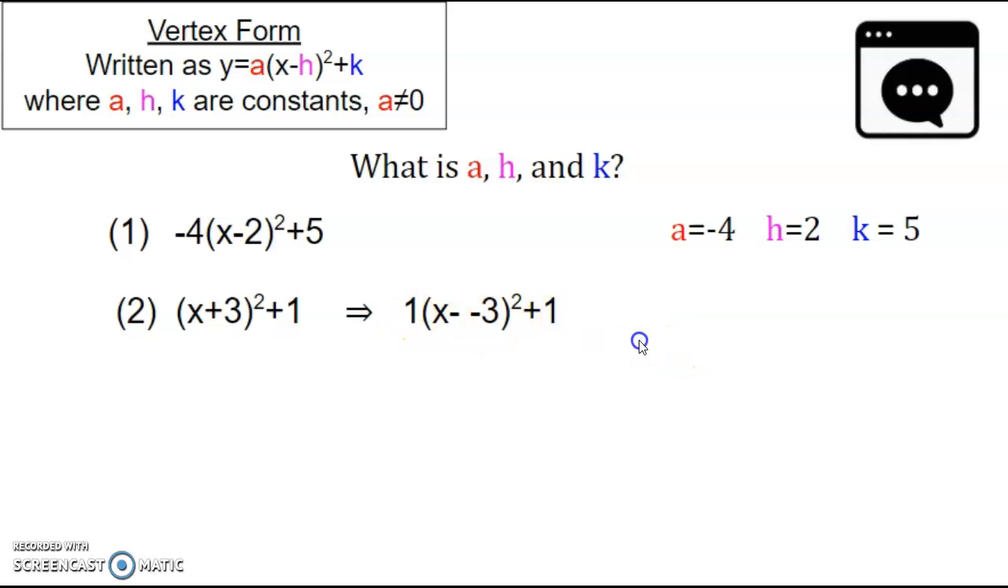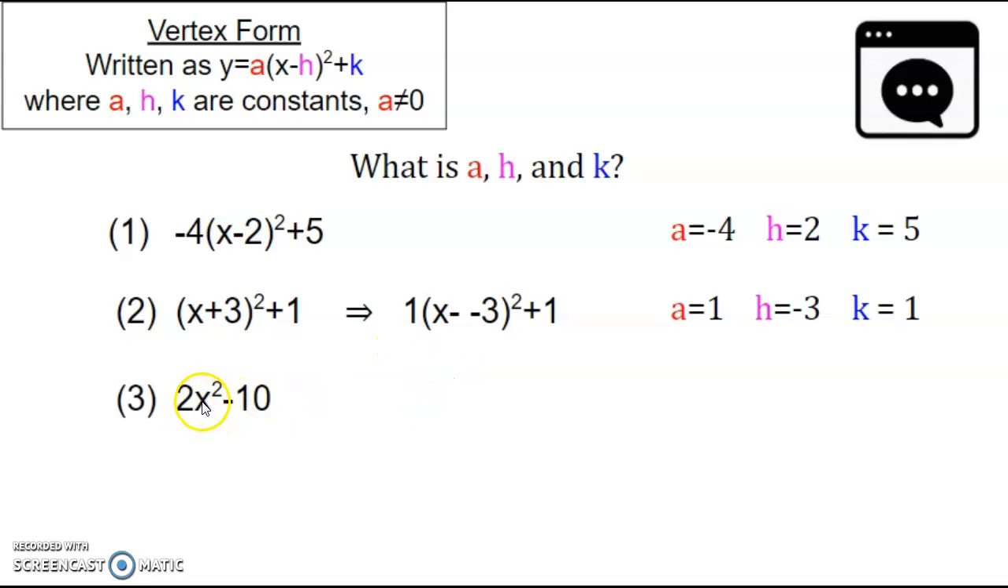Now I can pull apart all the parts. a is 1, the number in front of the squared term. Negative 3 is the term being subtracted. And positive 1 is the number being added at the end.